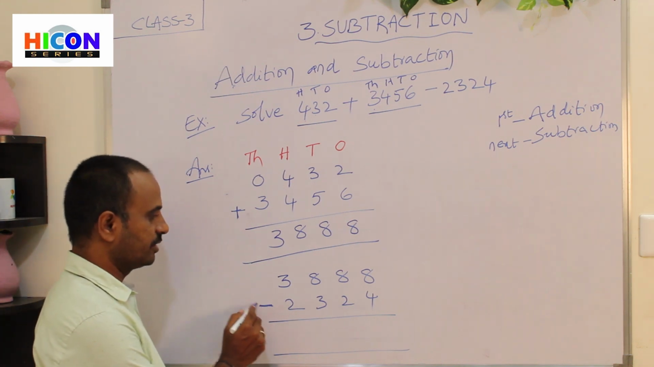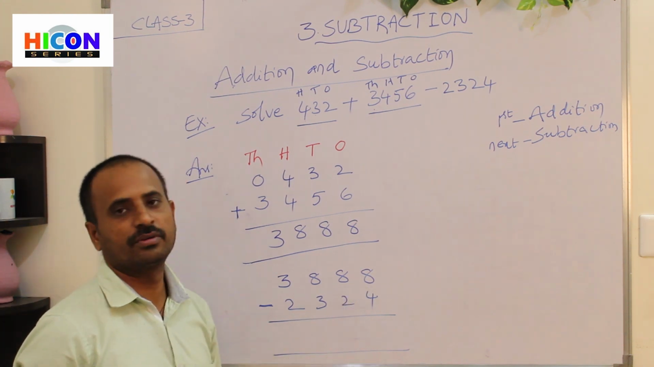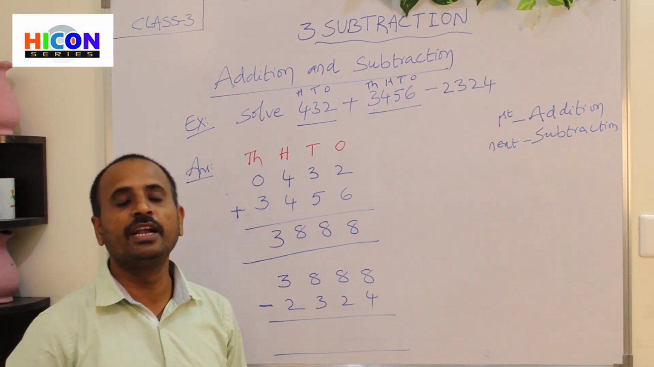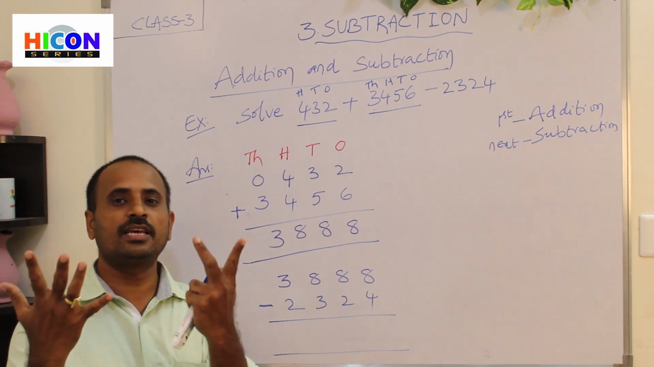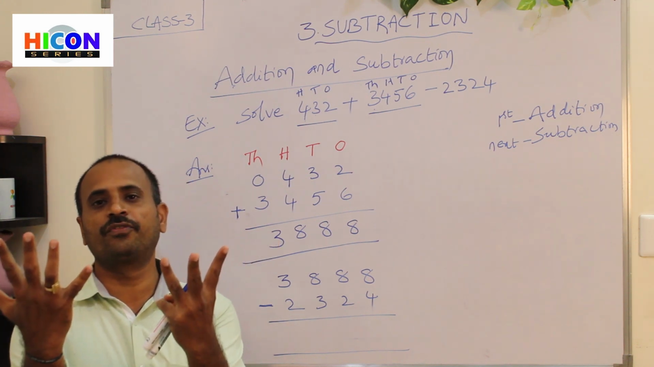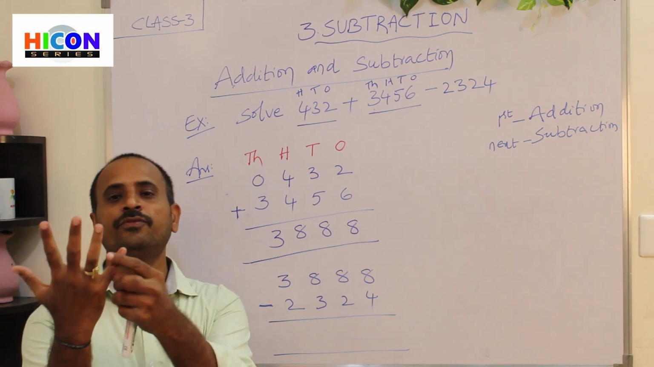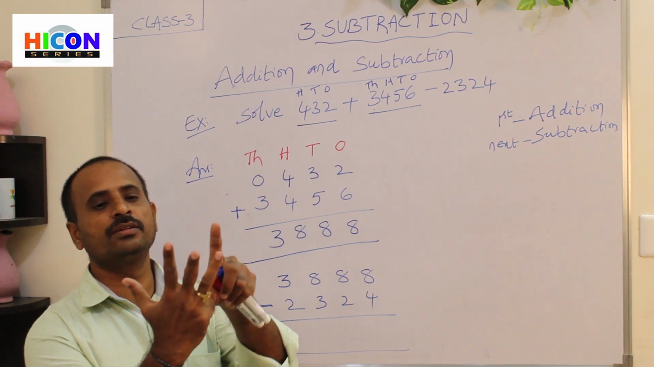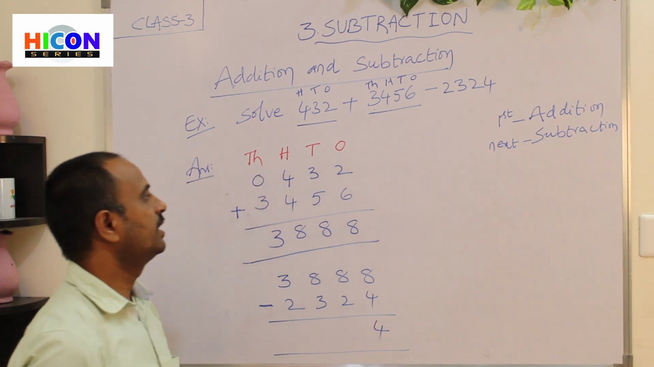Minus means subtraction. Start from the 1's place. What are the digits present in the 1's place? 8 and 4. Now subtract 4 from 8. What is the first digit? 8. Open 8 fingers of your hand: 1, 2, 3, 4, 5, 6, 7, 8. These are the 8 fingers. What is the second number? 4. Close 4 fingers among these 8 fingers: 1, 2, 3, 4. How many fingers are remaining? 1, 2, 3, 4. There are 4 fingers remaining. So write 4 under the 1's place.